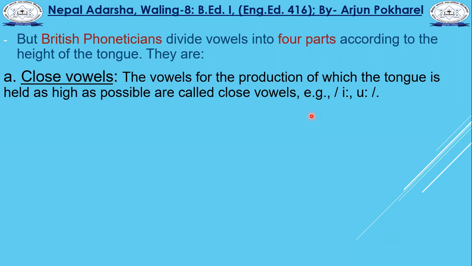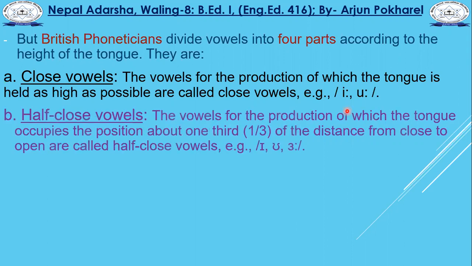In the production of closed vowels, the tongue is held as high as possible. According to this classification, there are only two monophthongs in English in the closed category: long E and short U. And the next one is what?